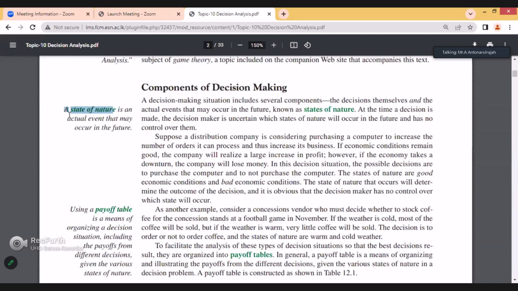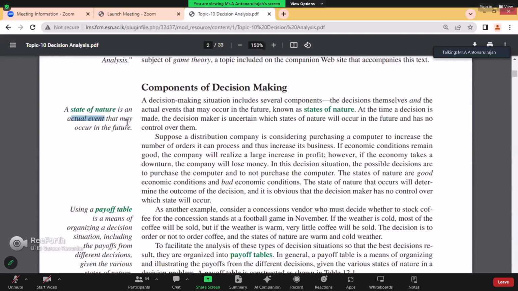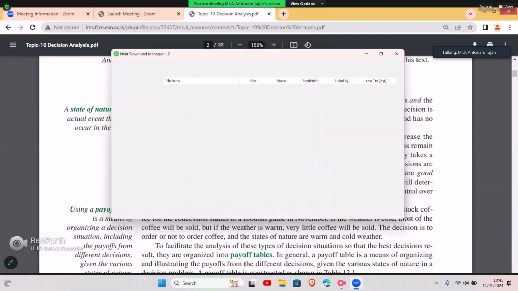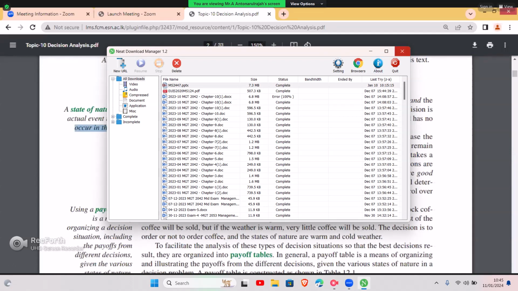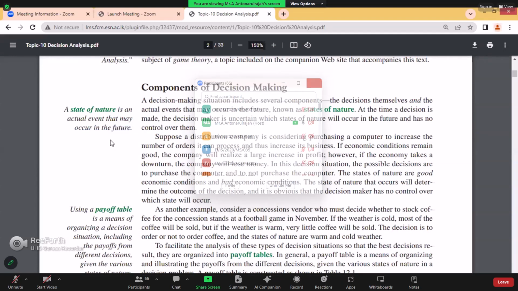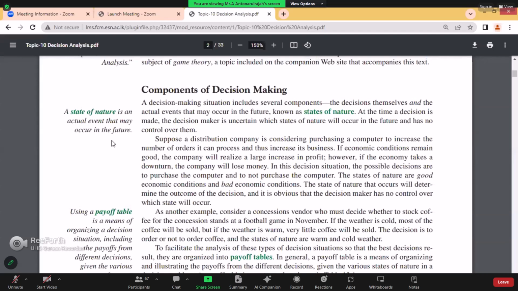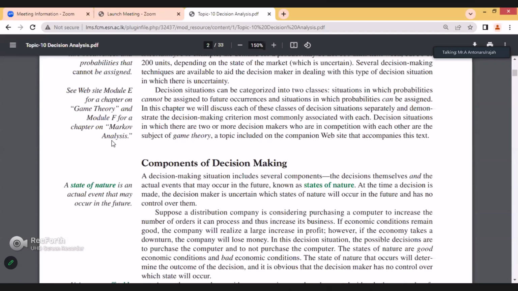Sometimes they may be good, sometimes bad, right? It's physical. That's why I say the state of nature is an actual event that may occur in the future. It's not 100% sure. So this is one of the terminologies to understand.